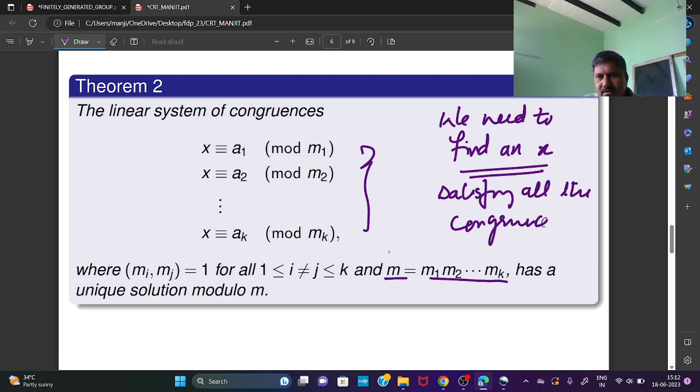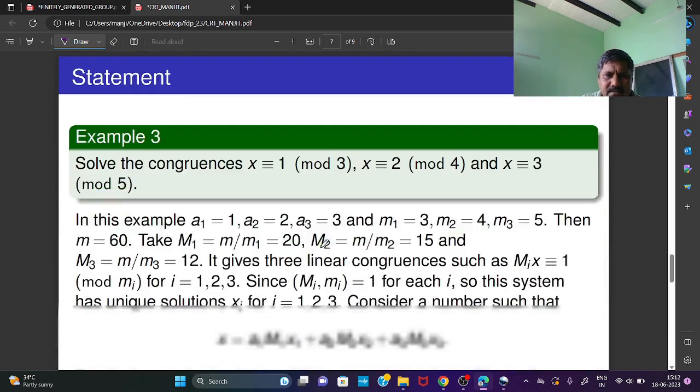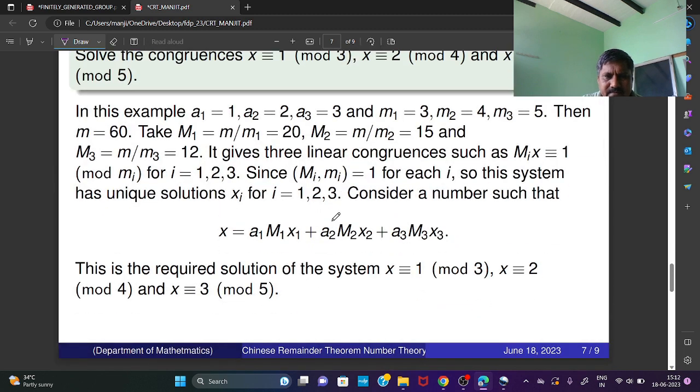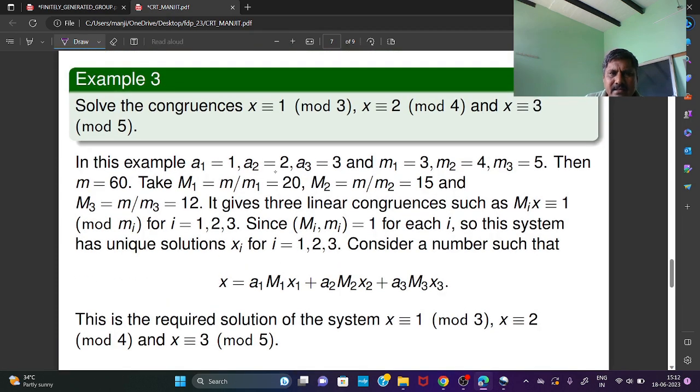So you can see here, next slide, we are giving an example. If we consider a problem like this, we are interested in finding the solution of this problem, where we have to find a number x that leaves remainder 1 when divided by 3, remainder 2 when divided by 4, and remainder 3 when divided by 5.